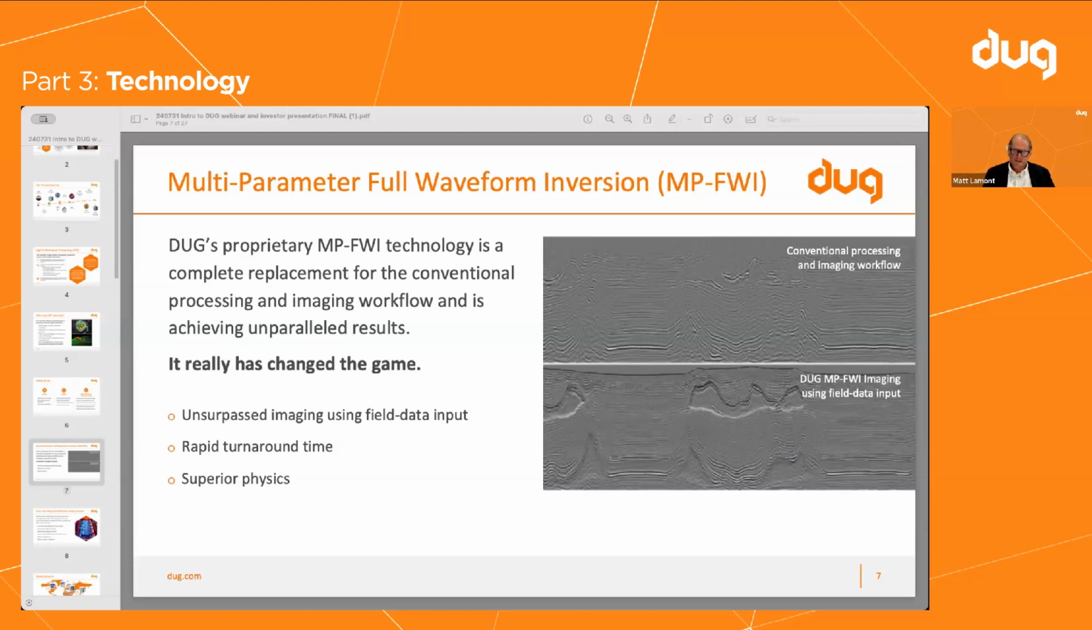Now, in terms of geology in the Middle East, it has its own challenges. A lot of its challenges are around multiples, and we're very good at multiples. Multiples is where you get the seismic bouncing around in layers, and multi-parameter FWI again is really good at multiples.